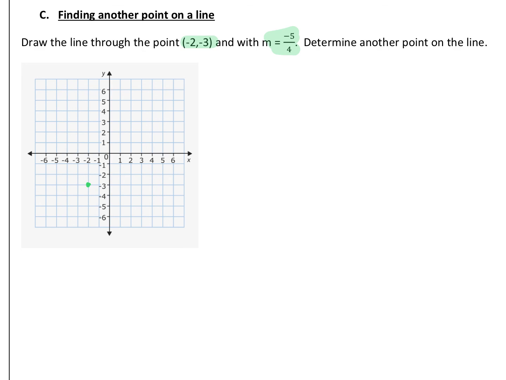Now what we see here is that I can't actually go down 5. I only have 4 spaces here. So I'm going to have to go up 5. 1, 2, 3, 4, 5. But I can't go to the right this time because that would give me a positive slope and I want a negative slope. So I'm going to have to go to the left. 1, 2, 3, 4, and that's where my point is going to go.